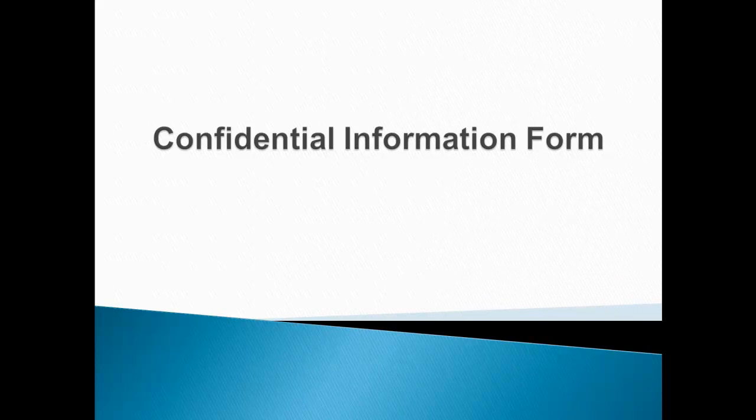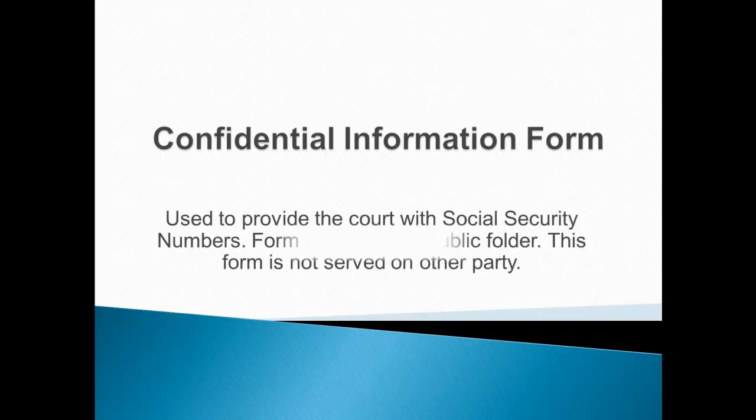The Confidential Information Form, also referred to as Form 11.1, is used to provide the court with the parties' Social Security numbers. This form is kept in a confidential file within your court file and is not available to the general public. It is not served on the other party. You will only file this form with the court. If you know that you have already completed this exact form before, for this case, you will not need to complete a new one. If you are not sure, just file one in case.